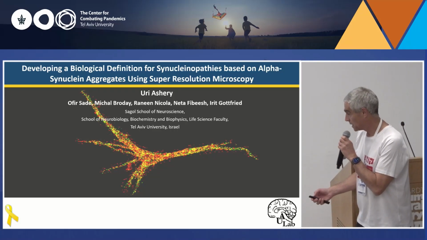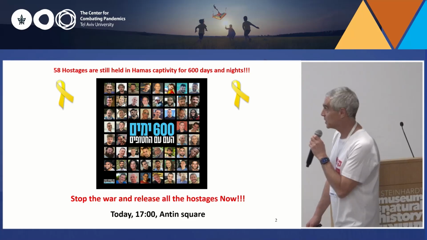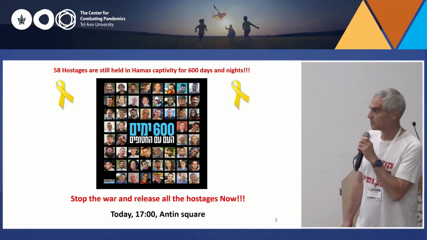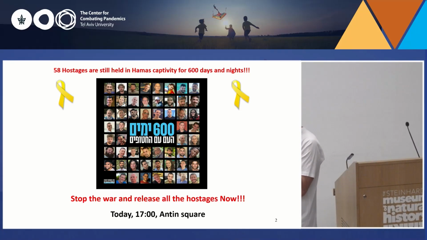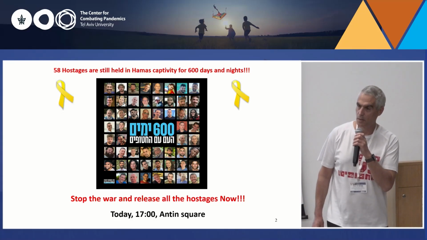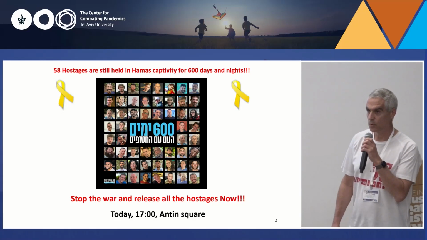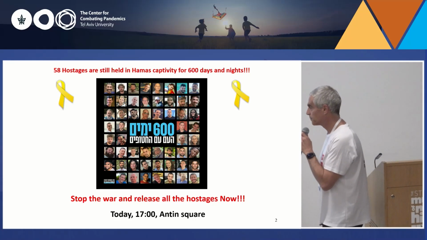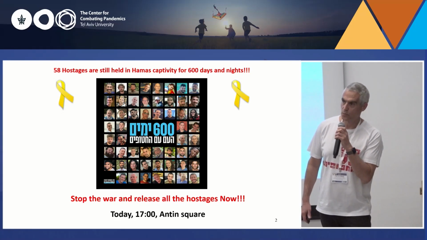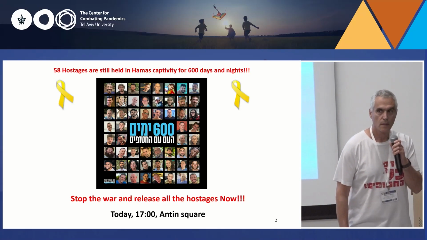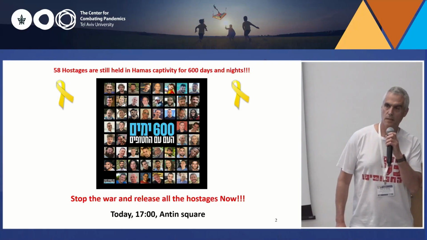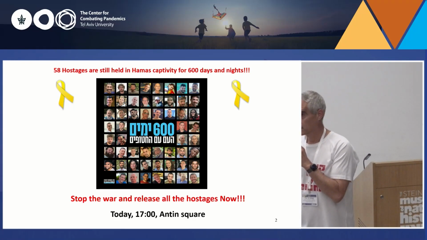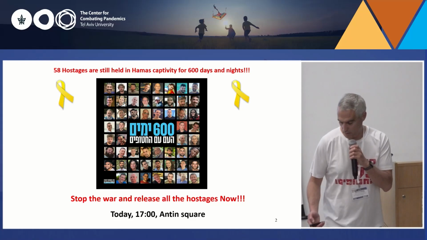Let me just begin my talk with mentioning that today is the 600th day, and we still have 58 hostages in Gaza, and our government is doing everything they can to continue the war and keep them there, and we should do everything we can in order to stop the war and call to release the hostages. We have a rally at 5 o'clock at Antin Square. You're all welcome. We'll start at the square, and then go all the way to Hostages Square. This is the minimum we can do, and we can do more than that, and hopefully they will be released soon.